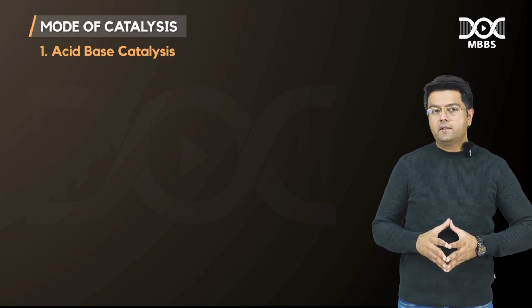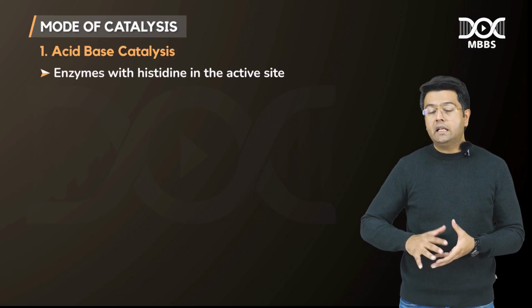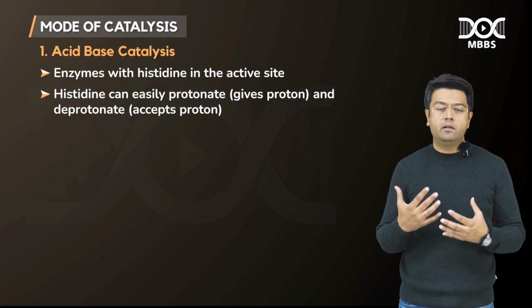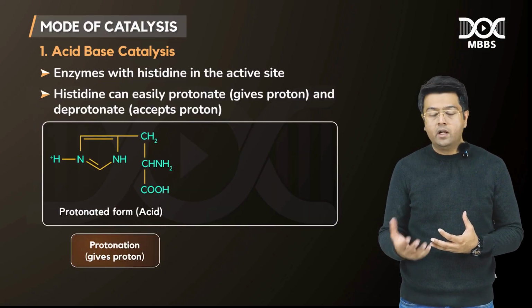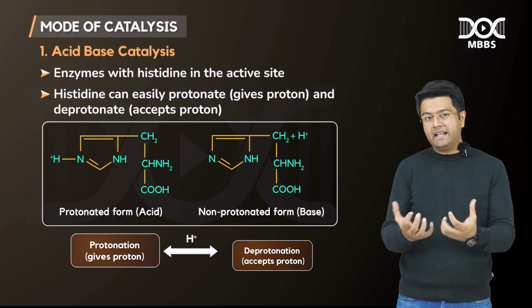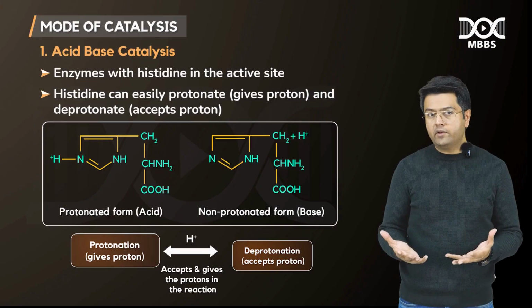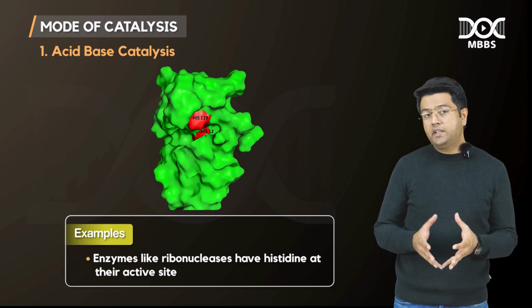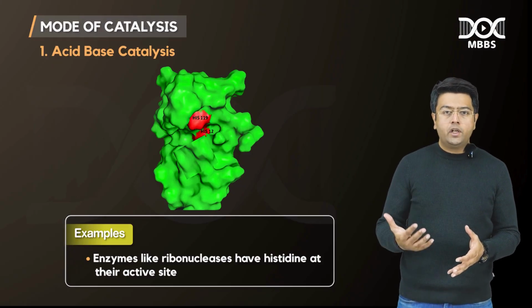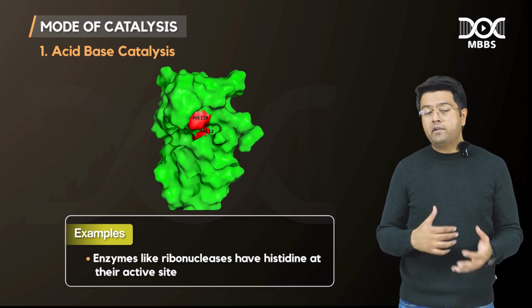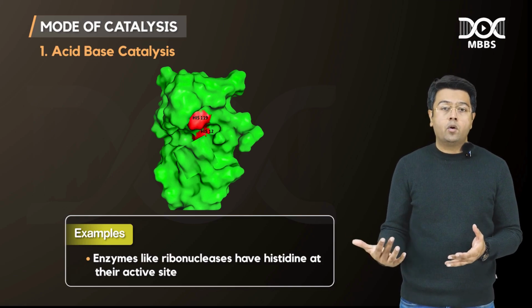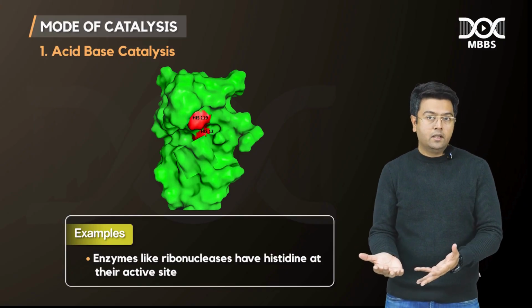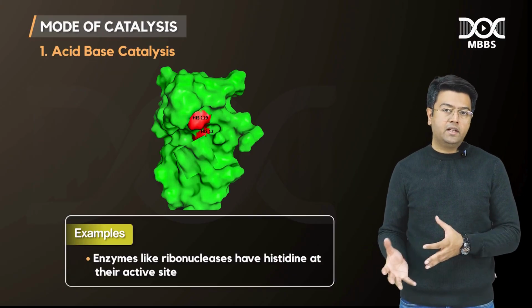Guys, what is acid-base catalysis? These are the enzymes which have histidine in the active site, right? Histidine has a property that it can easily protonate, that is, give the proton, and deprotonate, right? So basically it can accept and release protons in the reaction. And that is why some enzymes like ribonucleases have histidine at their active site. So protonation and deprotonation, or accepting a proton and releasing the proton by the histidine, can bring about the desired catalysis, right? Can make the desired transition state, right? So that is by the proton releasing and receiving.